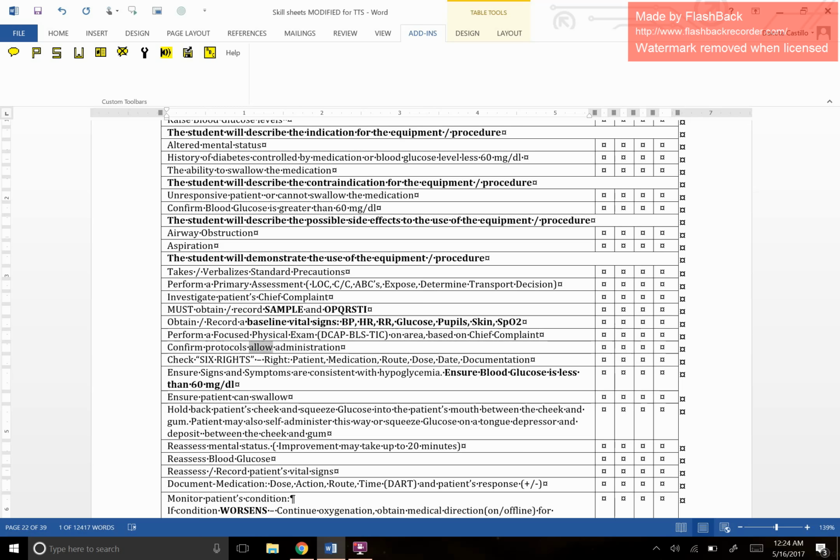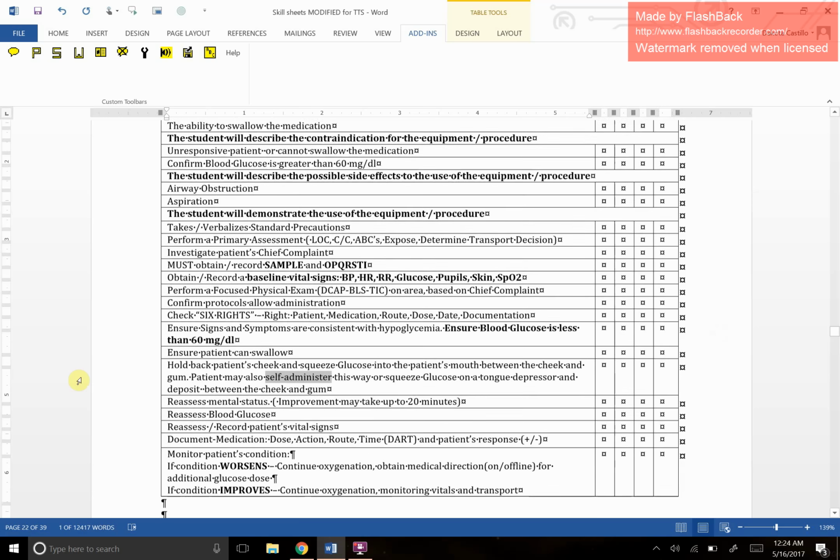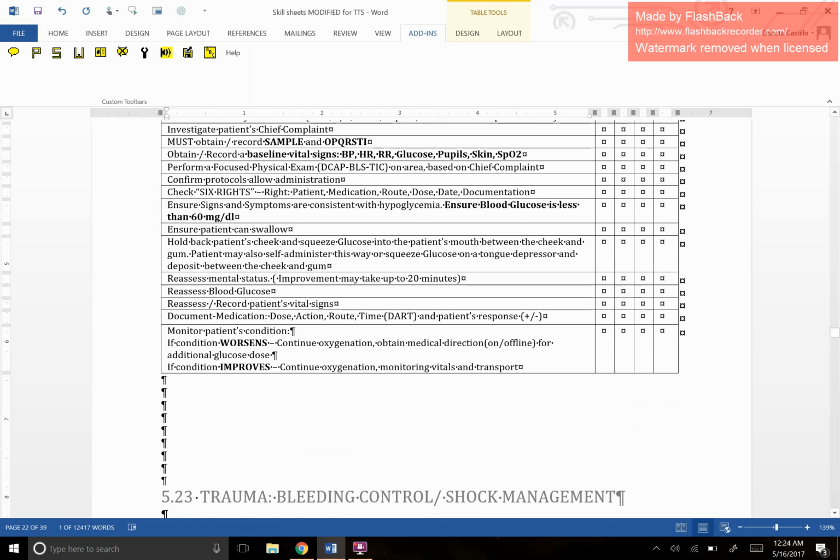Confirm protocols allow administration. Check 6 rights: right patient, medication, route, dose, date, documentation. Ensure signs and symptoms are consistent with hypoglycemia. Ensure blood glucose is less than 60 mg/dl. Ensure patient can swallow. Hold back the patient's cheek and squeeze glucose into the patient's mouth between the cheek and gum. The patient may also self-administer this way or squeeze glucose on a tongue depressor and deposit it between the cheek and gum.